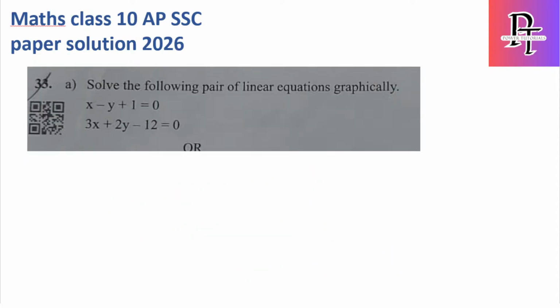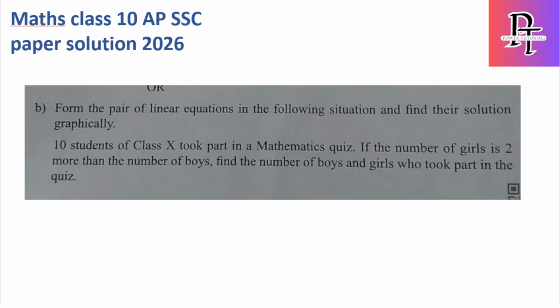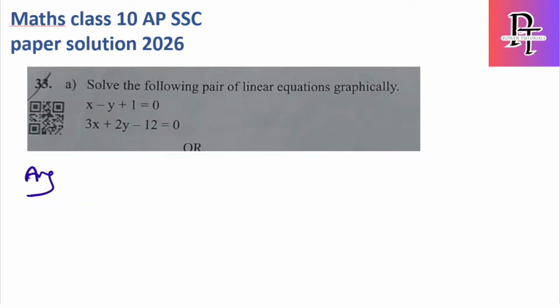Okay, let's move to the last question. This is also exactly the same when compared to the model paper, because in the model paper also the last question is a graphical question. Here also the last question is a graphical question. Solve the following pair of linear equations graphically. Same way, what is the B part? B is also: first form the pair of linear equations and then solve graphically. If you have the choice, the first option is much better because they already give the equations. Then you just have to plot it and get the answer.